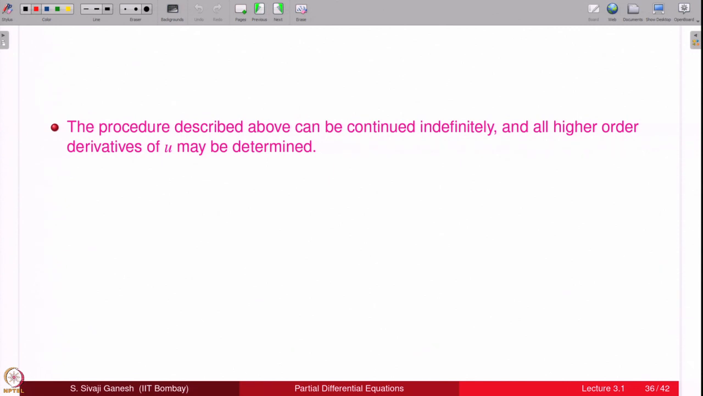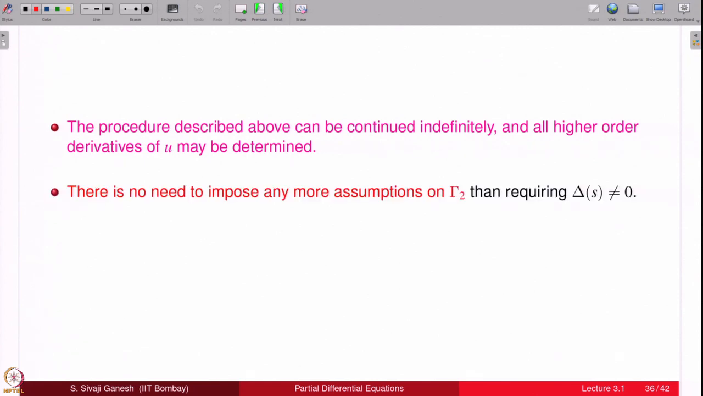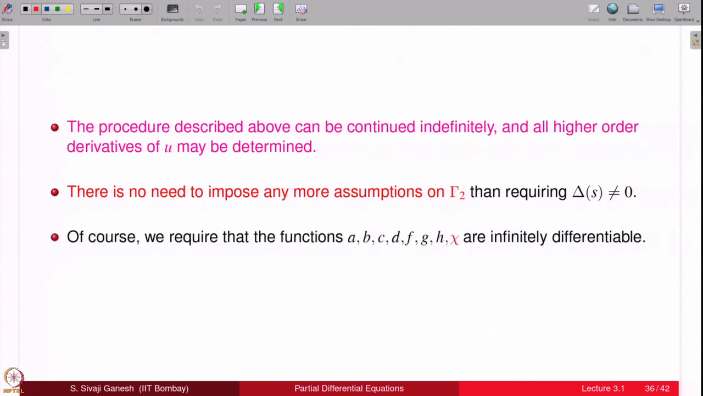So, the procedure described above can be continued indefinitely and all higher order derivatives of u may be determined. There is no need to impose any more assumptions on gamma 2 other than requiring delta s not equal to 0, that is important. Of course, you need all these functions to be infinitely differentiable.